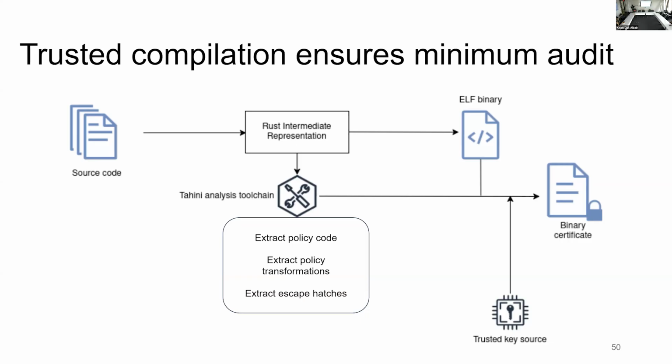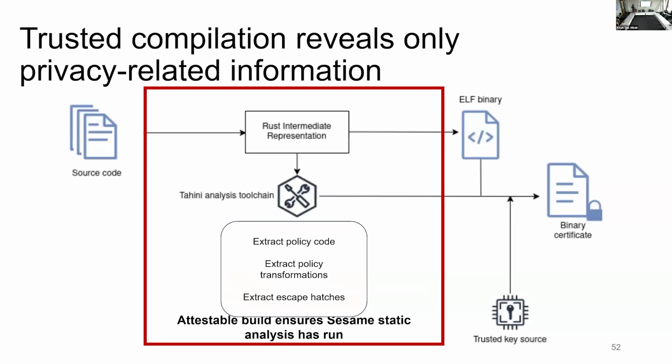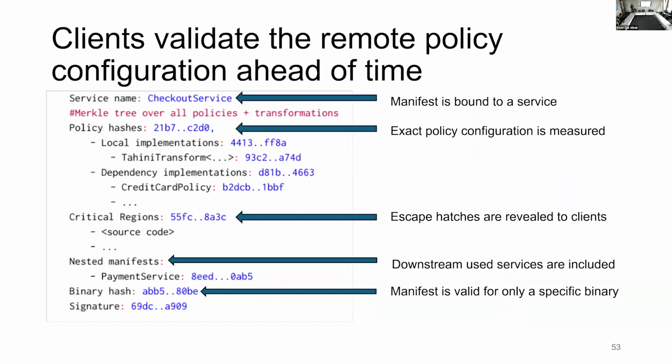We produce two outputs. There's the ELF binary that is the output of a normal compilation. And then there's a trusted binary certificate for the binary that will be signed by some trusted key source. And what that looks like is basically this. We just have now some file, some certificate that is a summary of some sort, a manifest about the privacy configuration of a service that specifies to me all the privacy properties of a service.